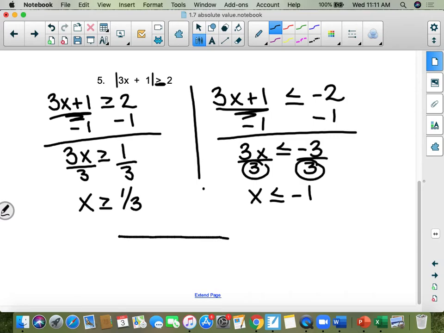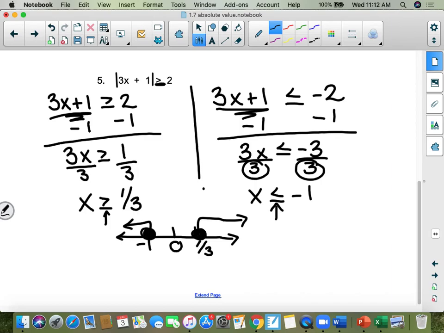When I make my number line, I know that 0's in the middle. I know that a positive 1/3 is to the right of 0, and I know a negative 1 is to the left of 0. Does everybody know why I'm coloring them in closed circles? It's closed circles because there's a line underneath the inequality. The 1/3 is shaded to the right and the negative 1 is shaded to the left.